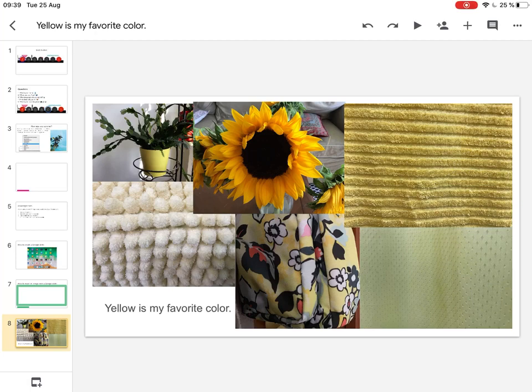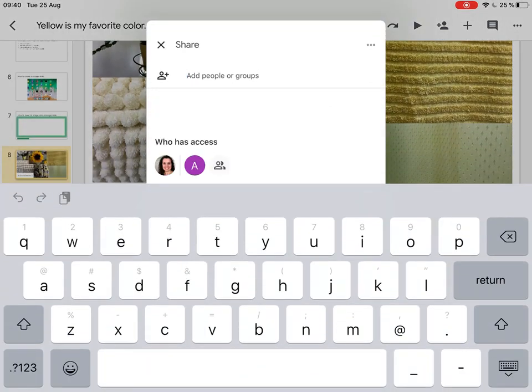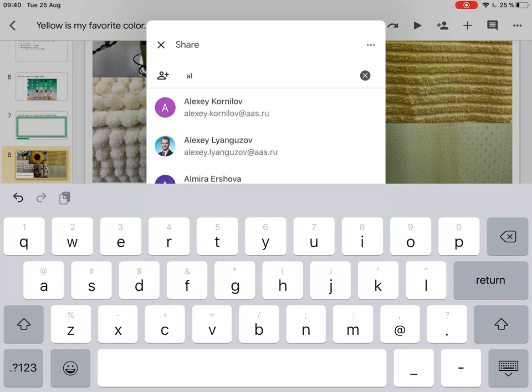Boys and girls. Now I've finished making my slide and I want to share it with my teachers. How I share a slide is I look at the top right corner, the picture of the little person with the little plus sign. I tap the little person with the little plus sign and I type my teacher's name.